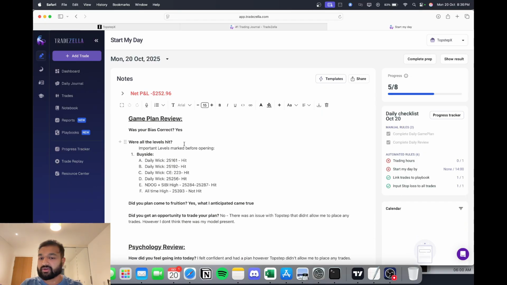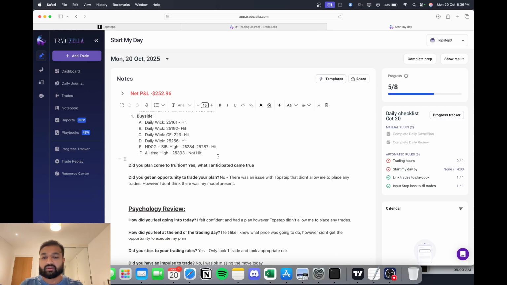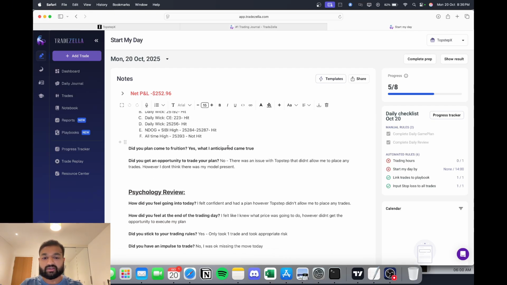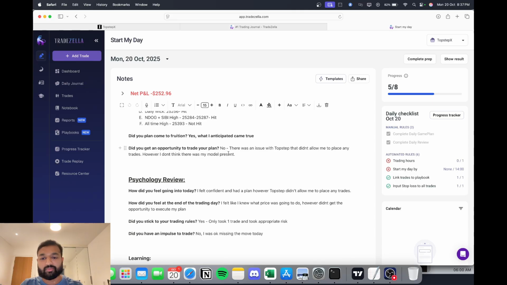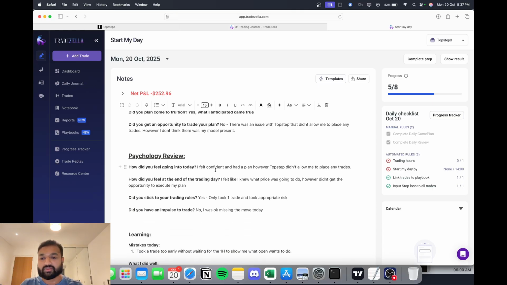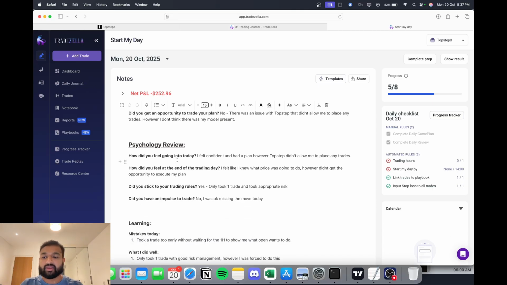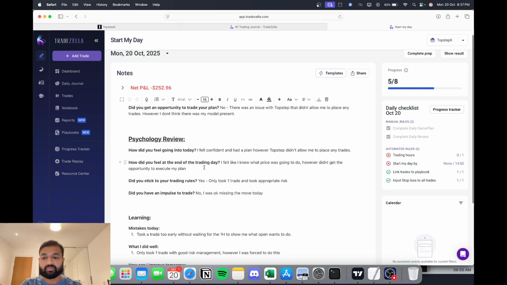Did I get my bias correct? First one at 7 a.m., no. Second one, yes. What I anticipated did come true. Did you get an opportunity to trade? No, because there was an issue with TopStep. How do I feel going into it today? I did feel quite confident, but TopStep didn't allow me to trade.